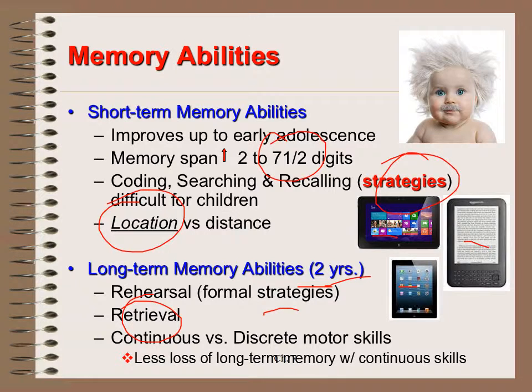And not only that, but continuous movements, skills like riding a bike, tend to be retrieved later in life as opposed to discrete skills. So there is a lot of research concerning this. Discrete skills are those that definitely have a start and an end, and there tends to be less evidence that we retain discrete motor skills as opposed to continuous motor skills.